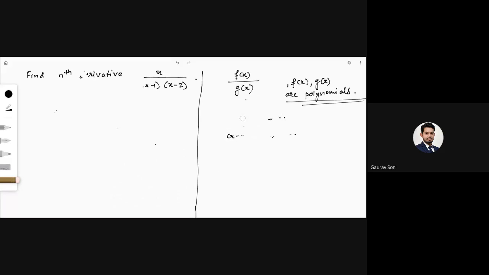So first thing that you have to do is you have to look at the power. If the degree of g of x is greater than the degree of f of x, then we can use partial fraction.